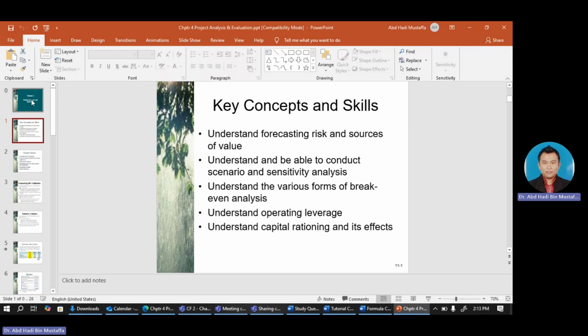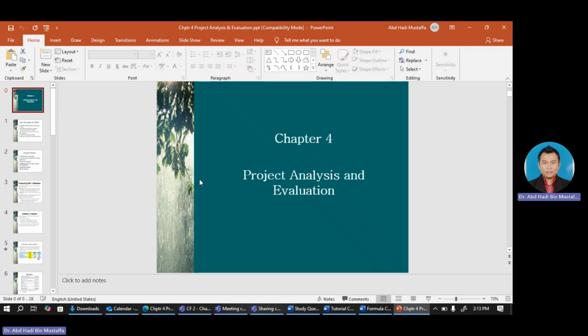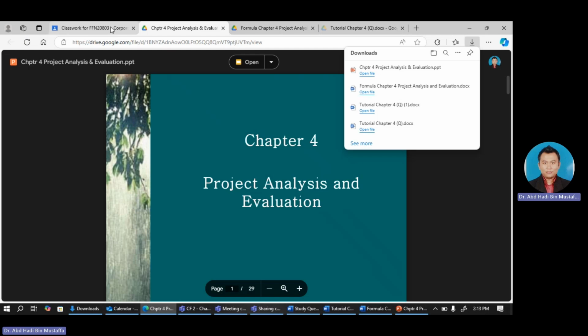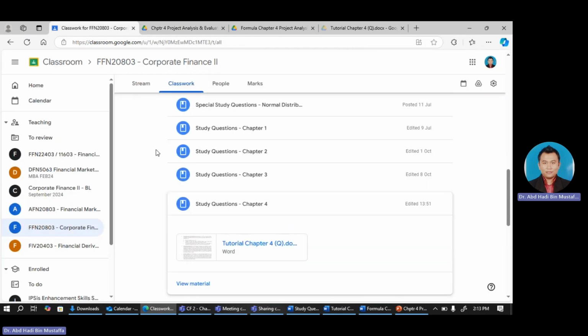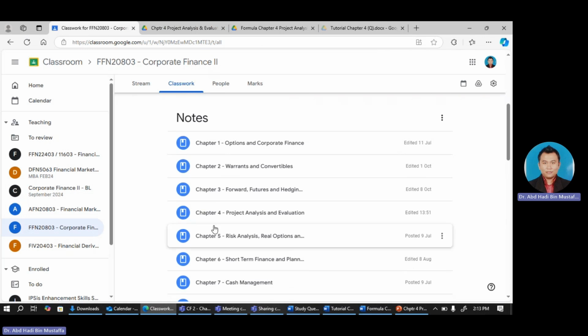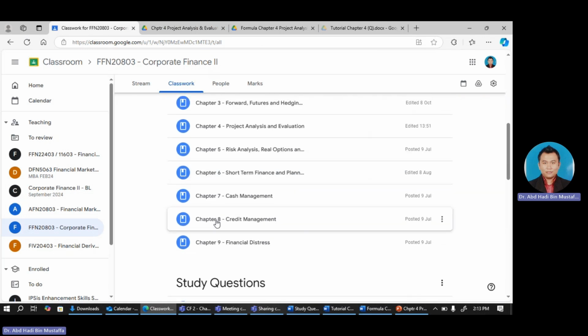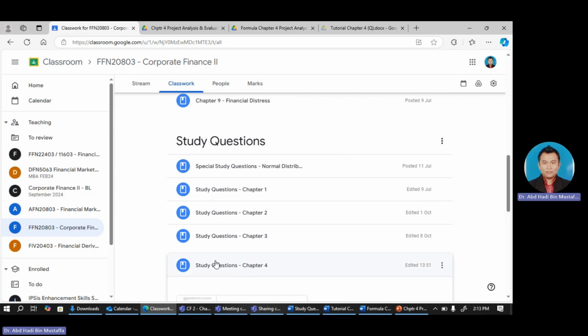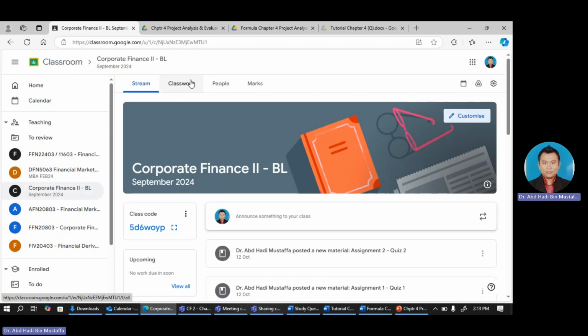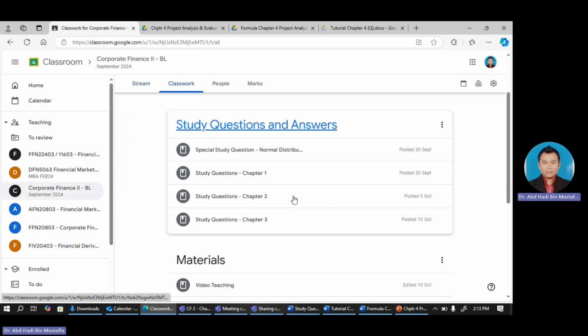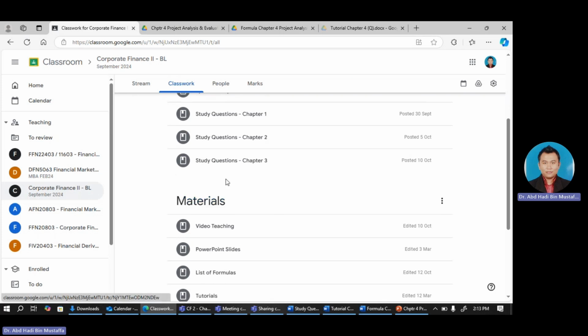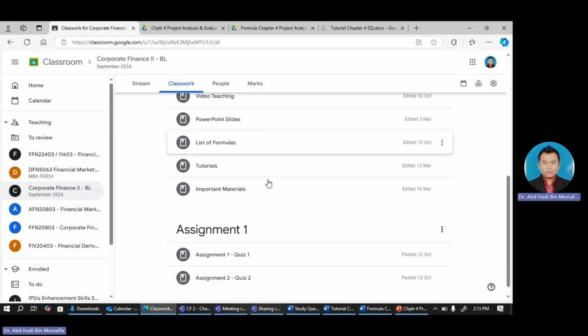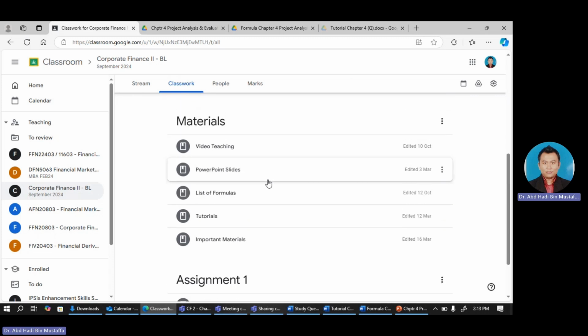My plan for today is to lecture on chapter 4, which is project analysis and evaluation. You can have a look at the notes for chapter 4 in the classroom. This one is for the full-time students, and you can also have a look at the study questions later on. As far as weekend students are concerned, you can refer to this later on. I will update the study questions and the materials, then you can see them later when you do the briefing.